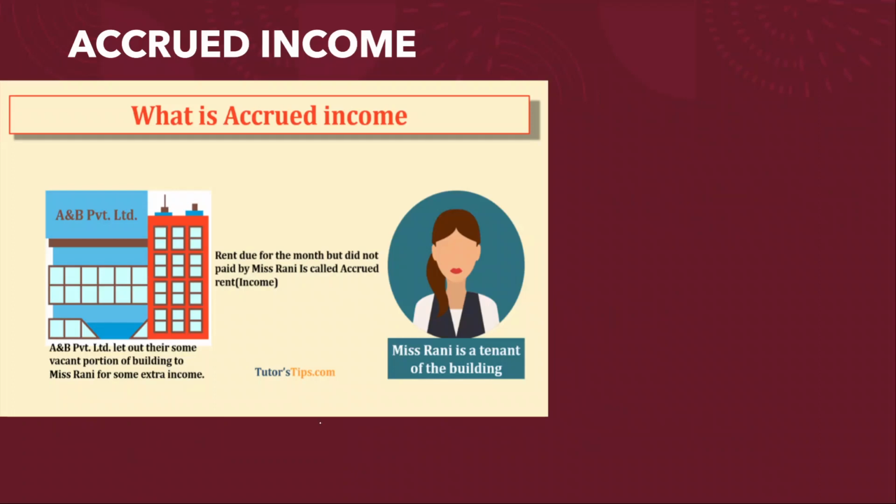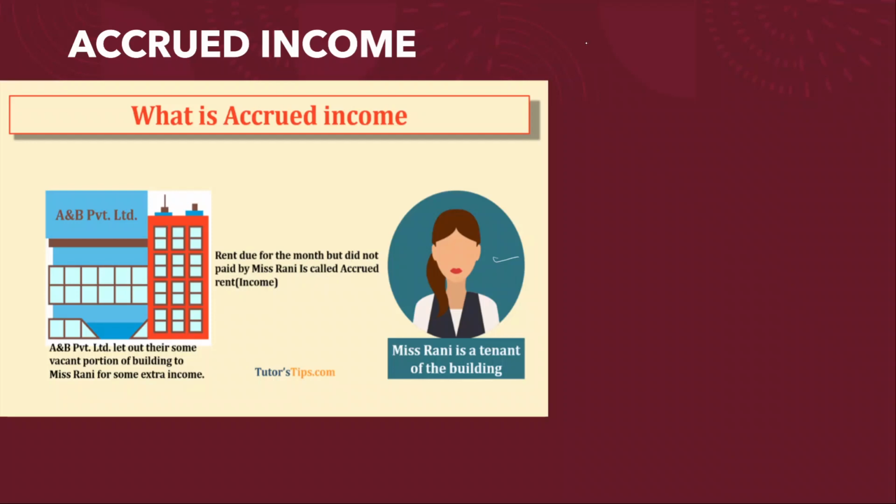Now what is accrued income? So here you can see one building is there. ABC Private Limited let out some vacant portion of the building to Miss Rani, to get some extra income. And the rent due for the months she did not pay in time becomes your accrued rent or accrued income. Your income has arrived but you haven't received it.